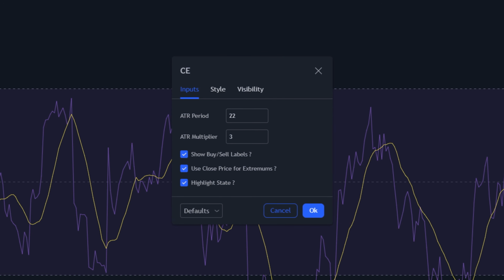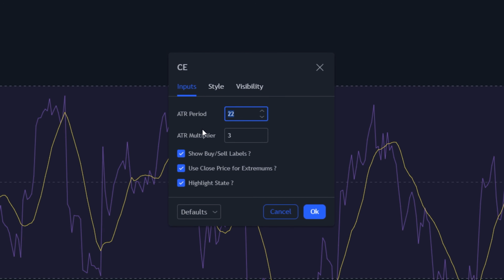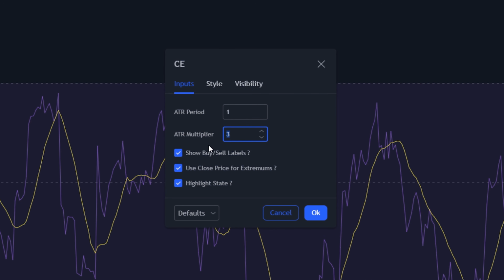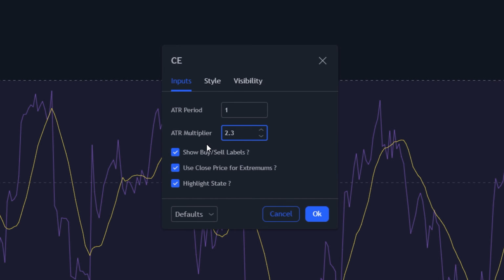Next, go to the inputs tab and change the ATR period from 22 to 1. Then change the ATR multiplier from 3 to 2.3.